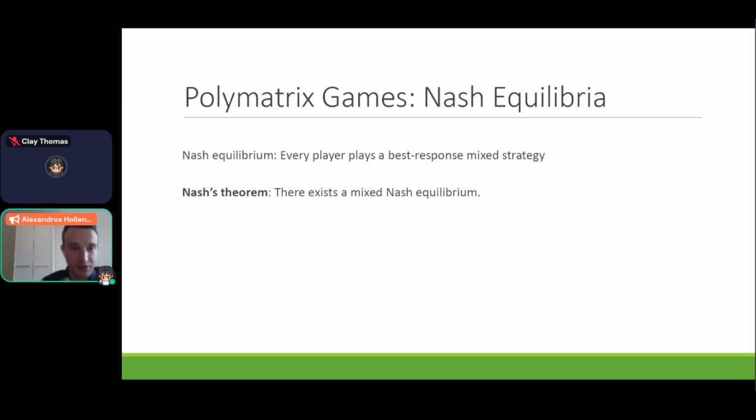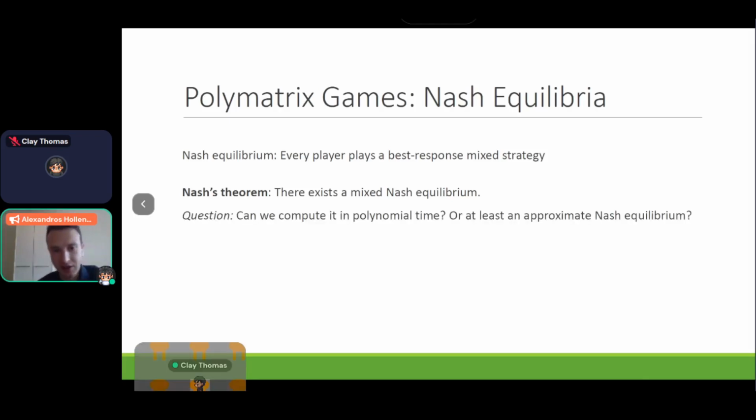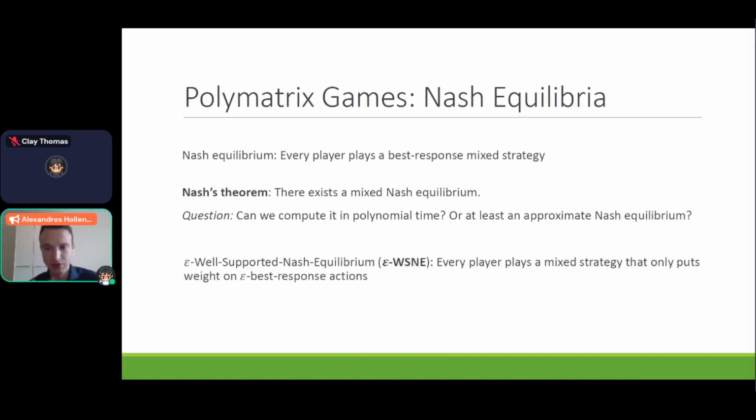So by Nash's theorem, these Polymatrix games, like many other more general classes of games, always have a mixed Nash equilibrium. And so a very natural question to ask is, can we compute such a Nash equilibrium in polynomial time? Or can we at least compute an approximate equilibrium in polynomial time? And of course, if you talk about an approximate Nash equilibrium, you have to define exactly how you define this approximate notion.